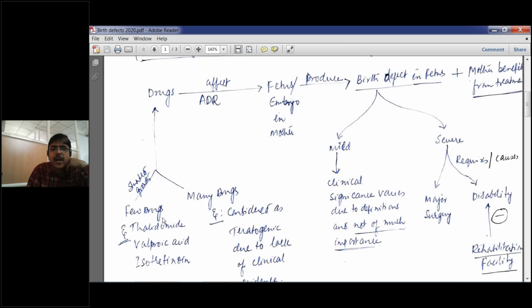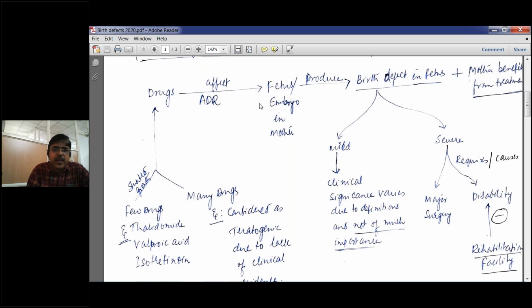These drugs are known to produce teratogenic effect significantly, whereas remaining drugs are considered to be teratogenic, but they need more clinical data to say with a confirmation that they produce the teratogenic effect. So either way, either type of the drugs, if they are taken by pregnant women, that is going to affect the growing fetus.